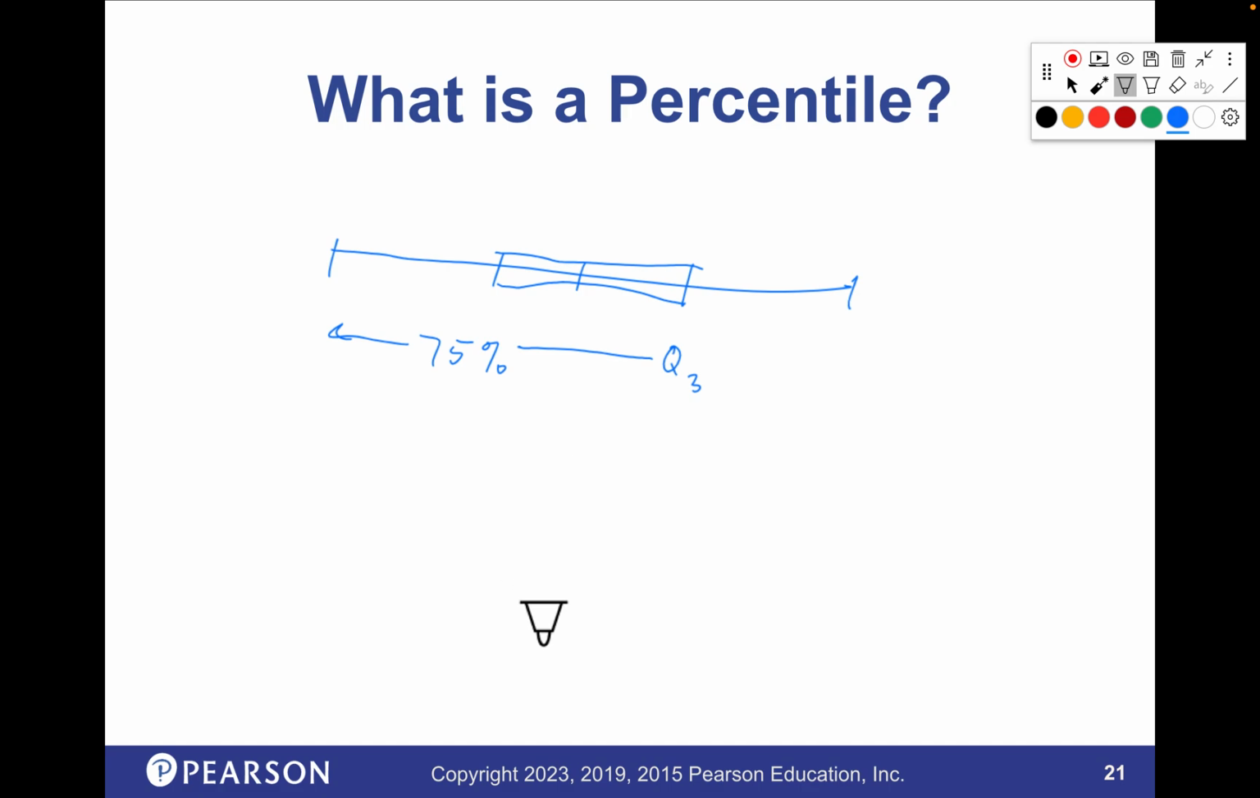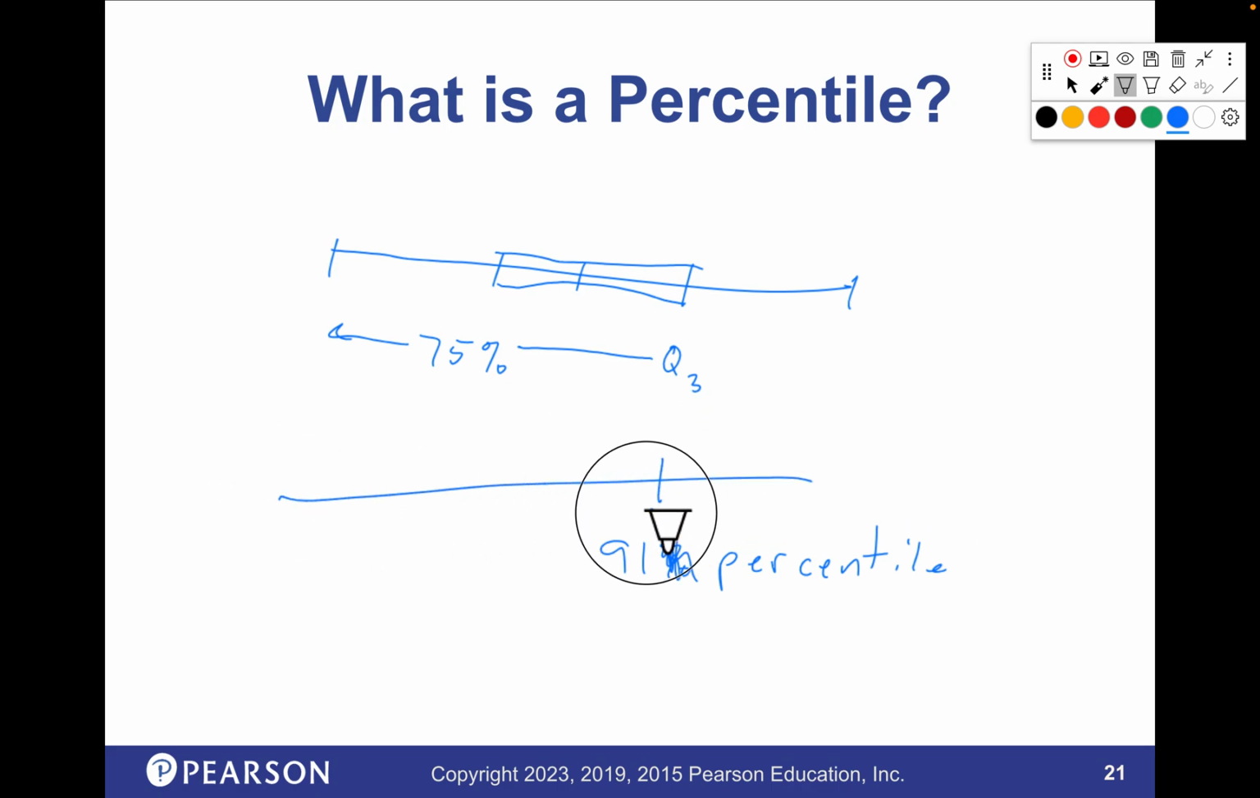So if I say I'm at the 91st percentile, what does that mean? I'm better than, my score was better than 91%. So that means I was here at 91%, and my score, or whatever my measurement, was better than 91% of the others.